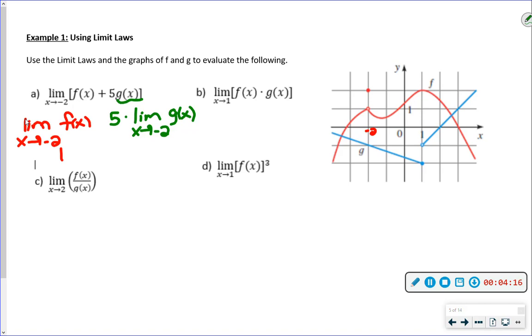So again, here as we approach from the left, we're at -1. I approach from the right, we're right there at -1. So I'm going to do 5 times -1, and we're going to add our answers together. So your overall final answer, -4, 1 plus 9.